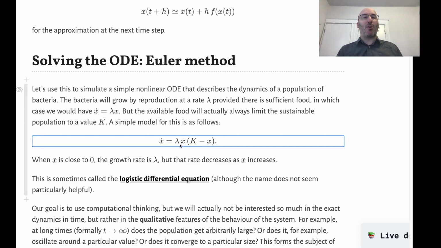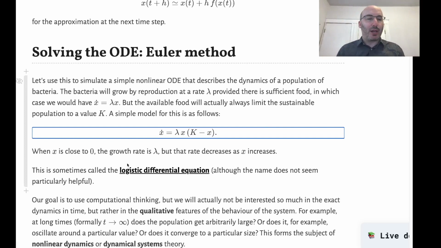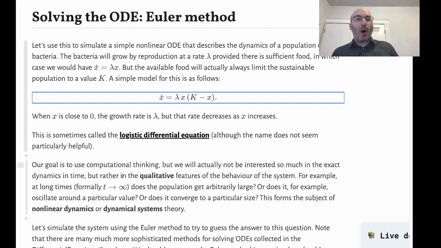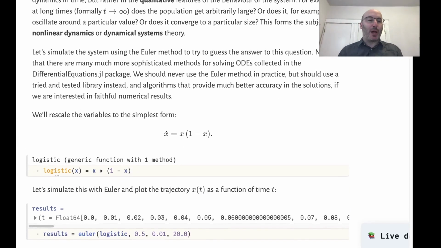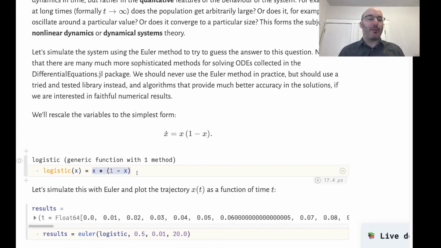So that means that the growth rate will be approximately lambda when x is small, but the growth rate will decrease as x increases. This equation is called the logistic differential equation, although the word logistic here seems not very helpful to me. We're interested in what is the qualitative behavior of this system. So let's simulate a simple version of it. We're going to rescale time and space, and we get this simple version where we just have x times 1 minus x as our function f. So I'm going to call that logistic of x and just define it in Julia.